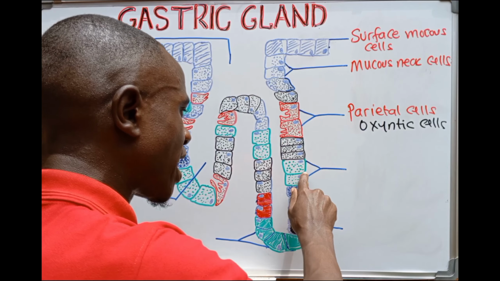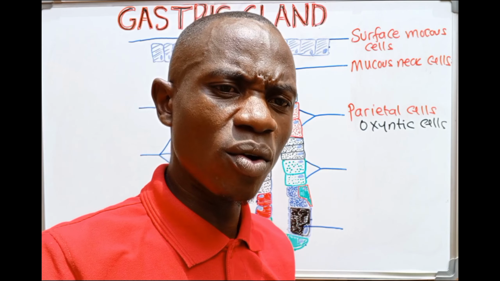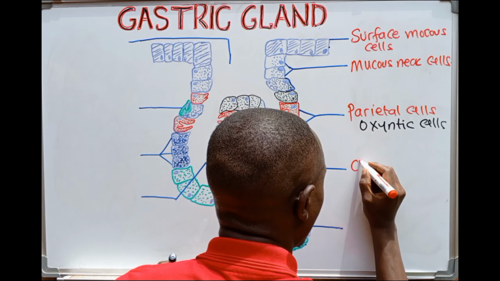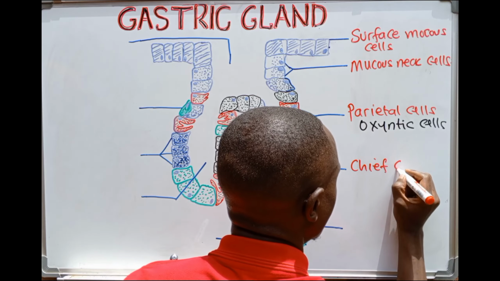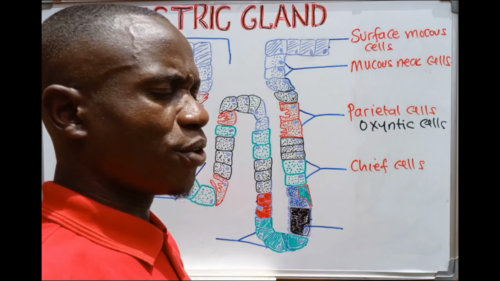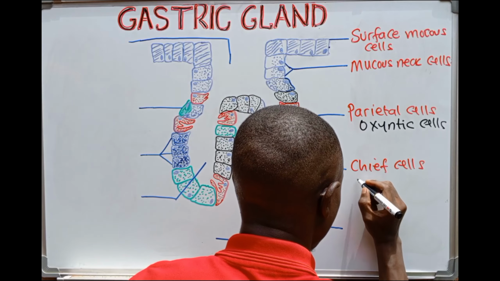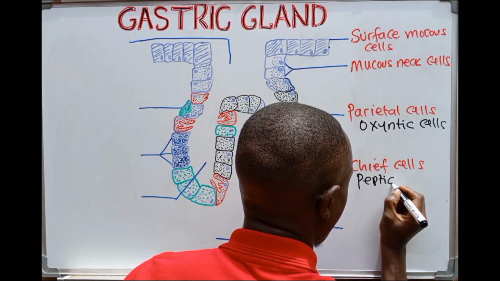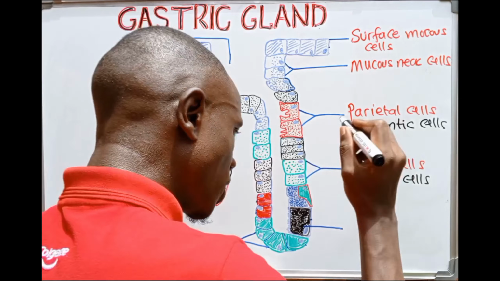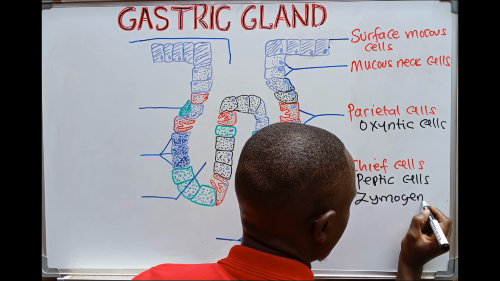Now we also have these cells here. They produce pepsinogen and also gastric lipase. You know how these cells are called? These are the chief cells. Another name for the chief cells is the peptic cells. There is also another name, the zymogenic cells.